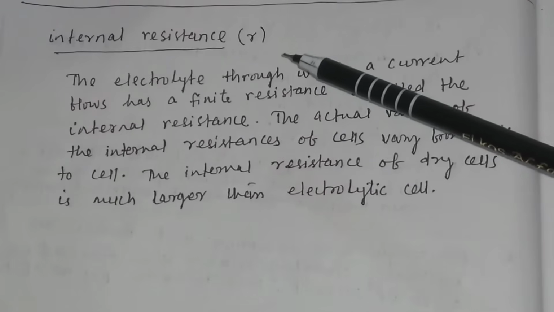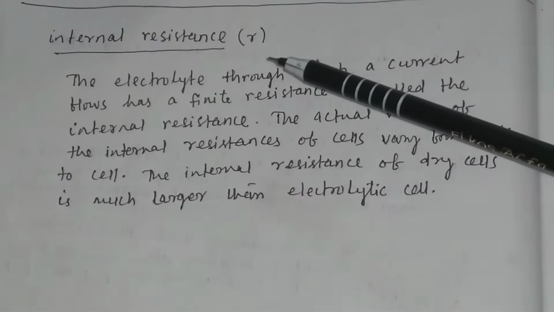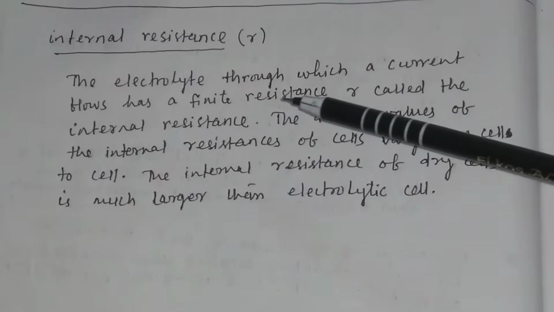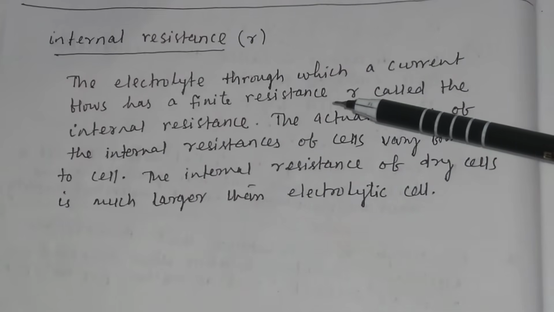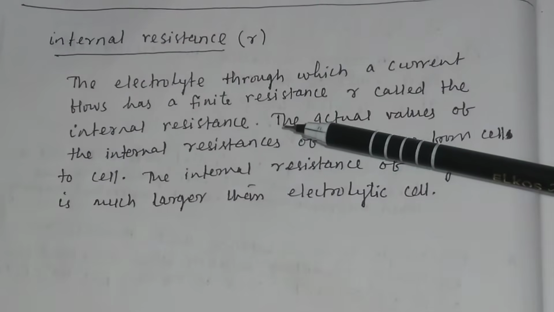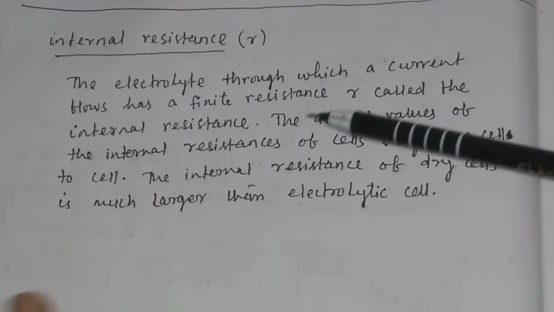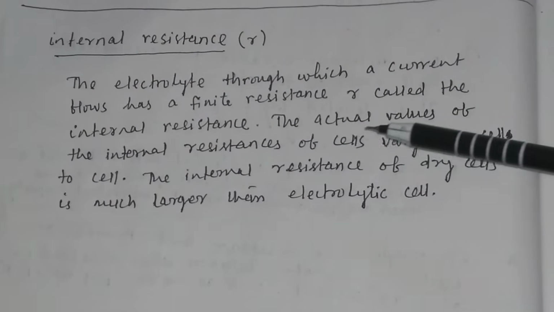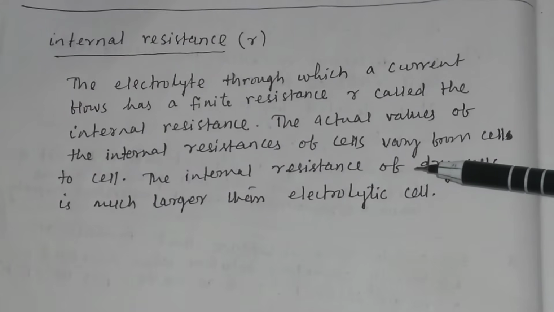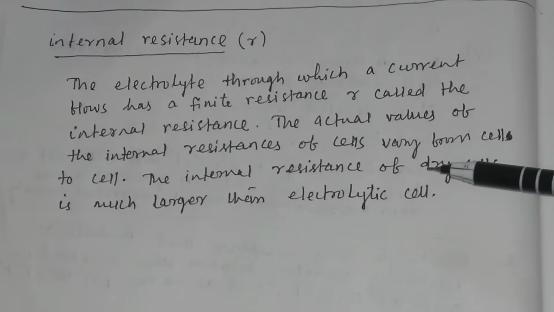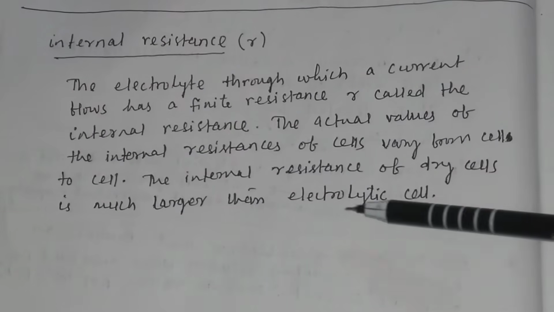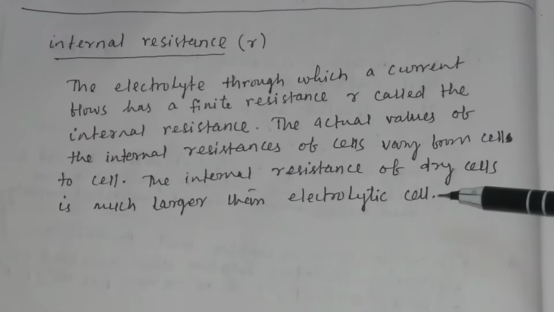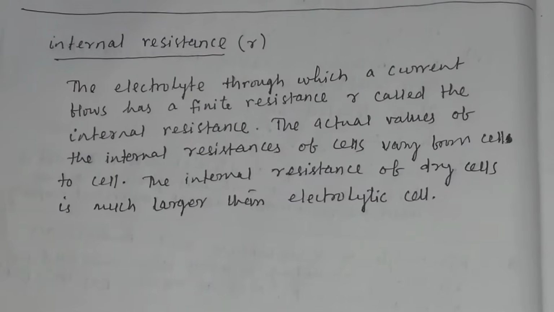Now let us know what is internal resistance, which is written as small r. The electrolyte through which a current flows has a finite resistance, which is called the internal resistance. The actual value of the internal resistance varies from cell to cell. The internal resistance of dry cells is much larger than that of electrolytic cells.